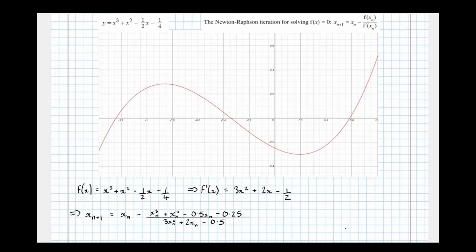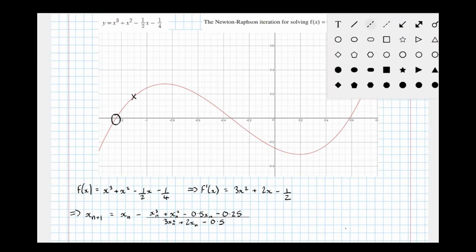So we want where x cubed plus x squared minus a half x minus a quarter equals 0. So the first thing we're going to do is choose a start value to use the Newton-Raphson method from. So let's say I want to find this root here, which is roughly minus 1.25, I can see from the diagram. Let's use the Newton-Raphson method to find this root here. So we need to choose a suitable start value. Let's say here. So this is minus 1.1 is going to be my start value.